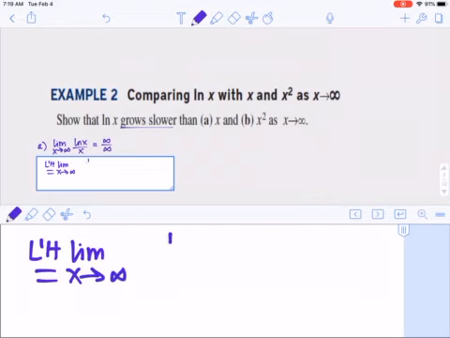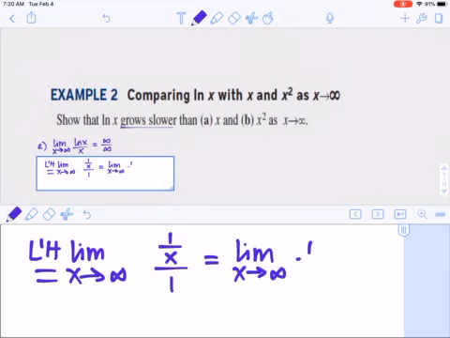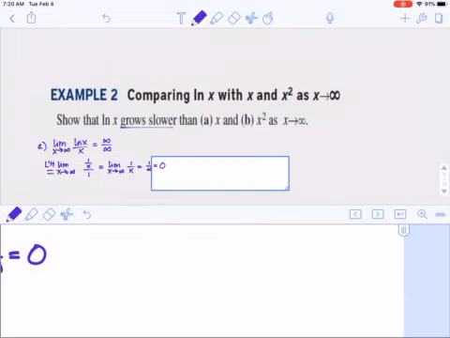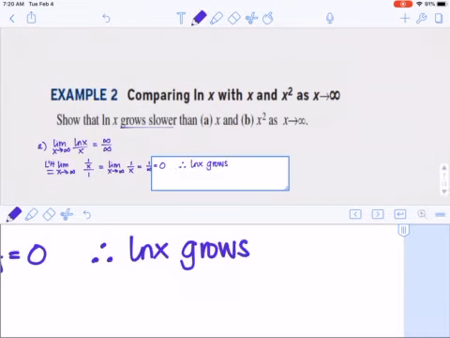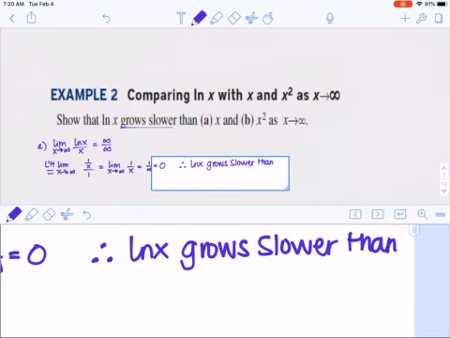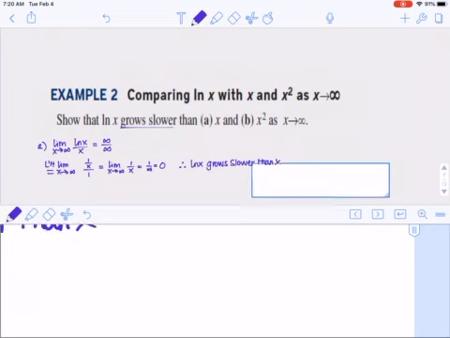Right, and this would be 1 over x over 1, or just 1 over x. And if I quote-unquote plug in infinity, right, 1 divided by something really, really big is really, really small, and so the answer is 0, so therefore natural log x grows slower than x. Okay.